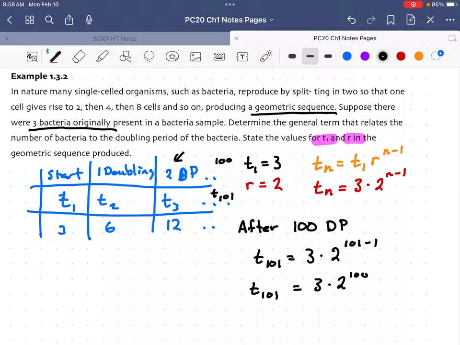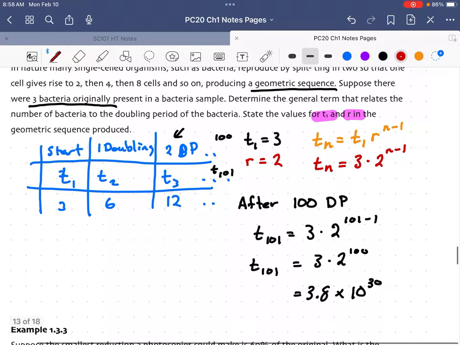That is a really big number. I think Desmos can figure it out. I'm just going to bring up Desmos on my calculator and type it in. 3 times 2 to the power of 100. That's equal to 3.8 times 10 to the 30th power. That's how many bacteria there would be after 100 doubling periods. Fortunately, bacteria die so that we don't get that many bacteria.